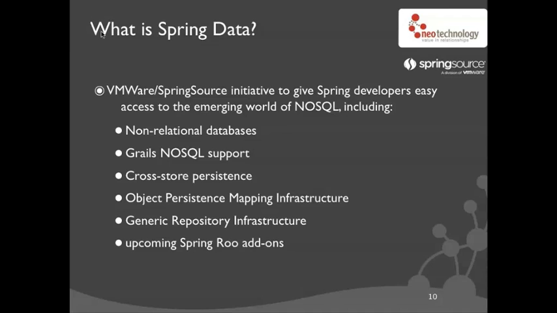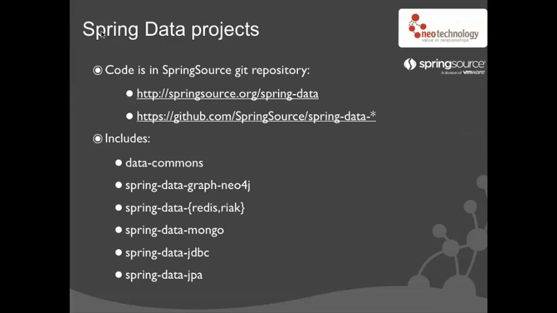Some of the Spring Data projects already have Spring Roo add-ons, and there will be more in the future as well. All of the Spring Data projects are hosted on GitHub, and you can find more information about them at this page at springsource.org. The most mature ones are the ones for Neo4j, for MongoDB, for Redis and Riak. And there are also Spring Data projects for JPA, which adds repository support to JPA, and for JDBC, which adds some Oracle-specific stuff and also query-style support for JDBC.